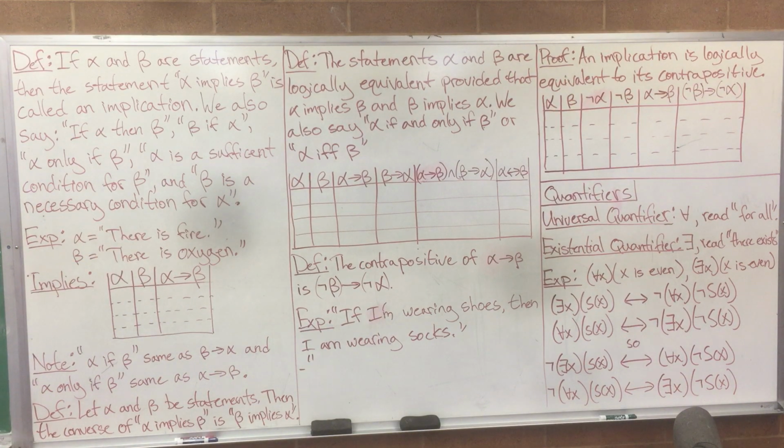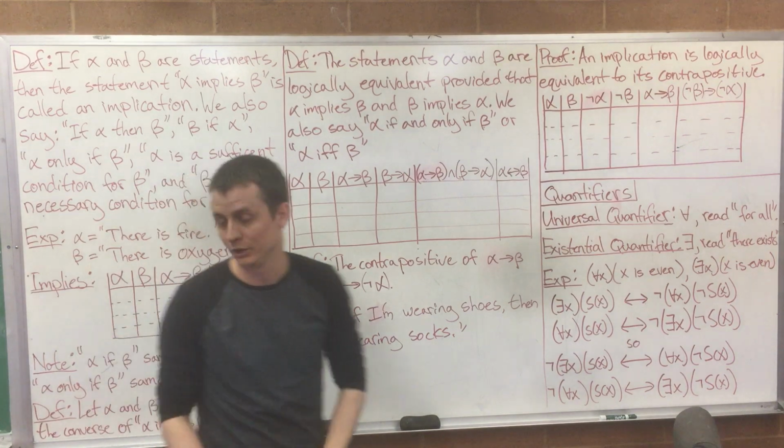Now that's a lot, so what we're going to do, I found these two statements that for some reason just help it click in kids' heads, and so we're going to plug them into each of these to help the intuition click. So alpha is going to be, there's fire, beta is going to be, there's oxygen. A little bit of chemistry, you can't have fire without oxygen. Good? You need oxygen for a fire to burn.